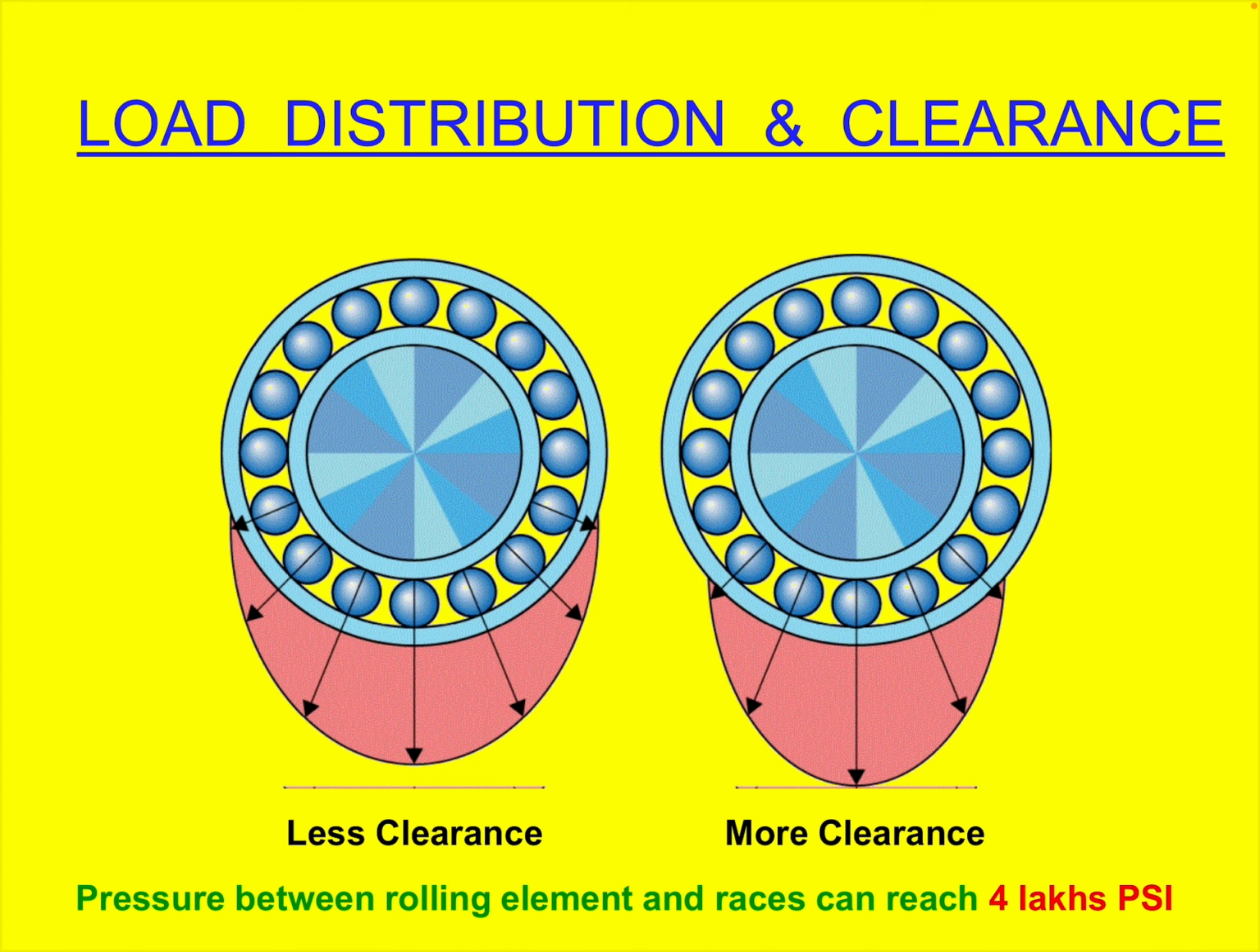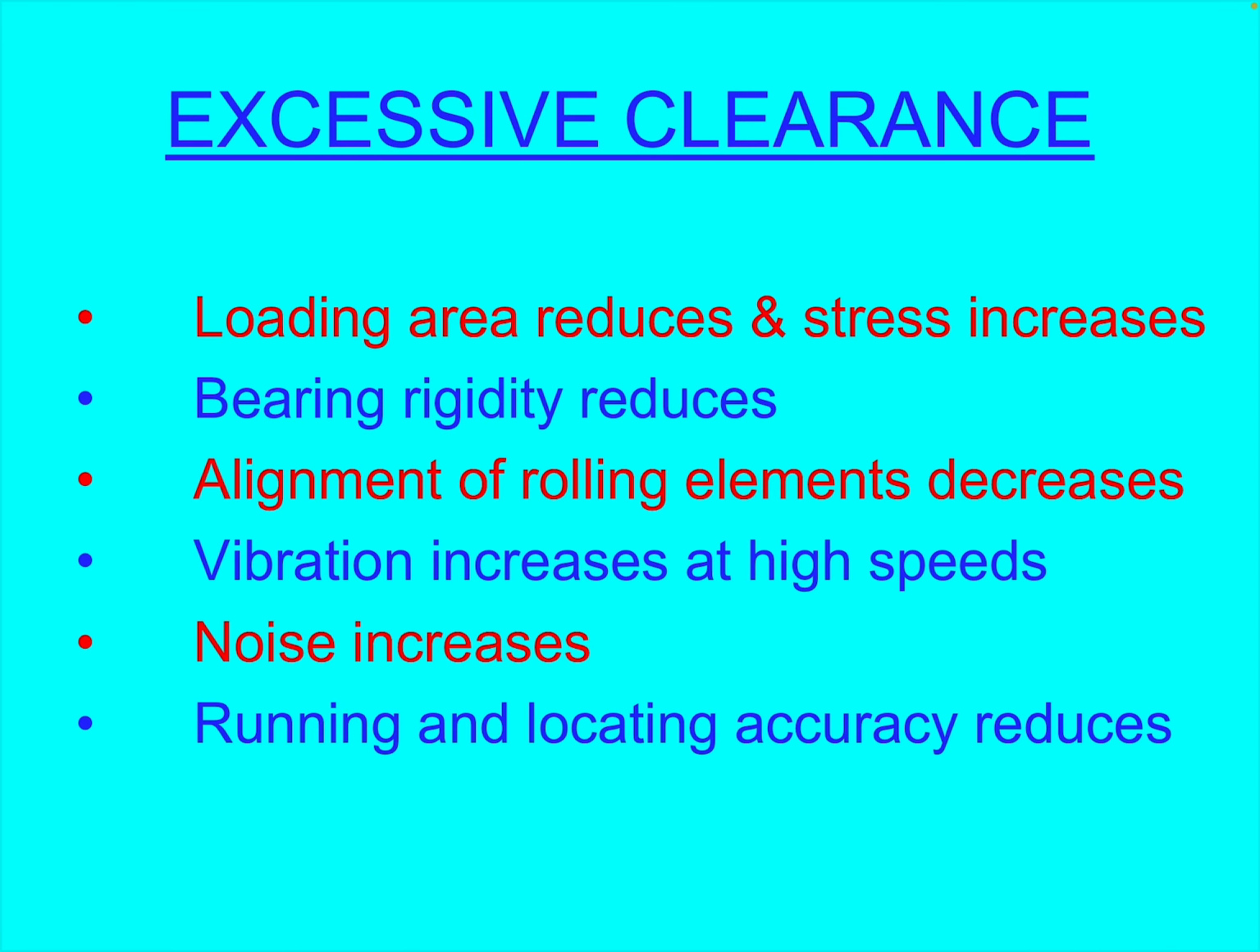Load distribution for clearance: less clearance, more clearance. With less clearance, the balls affected are 3, 4, 5, 6, 7. With more clearance, only five balls are affected. Pressure between rolling elements can reach 4 lakh psi.